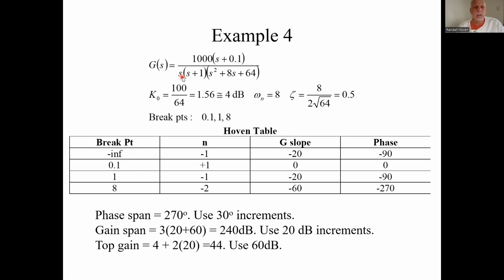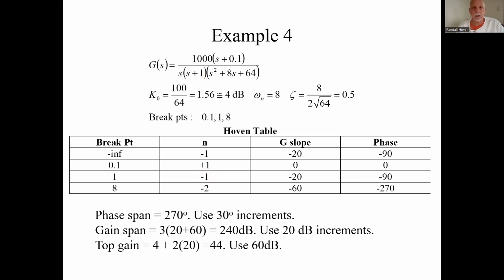Let's see the ends. At minus infinity, you're looking for something at the origin. That's in the denominator to the first power, so that's n equals minus 1. The next breakpoint is at 0.1, and that's a 0. So that's a positive. It's real to the first power. That's a 1 plus 4. Next breakpoint is at 1. That's real to the power 1. So that's a minus 1.